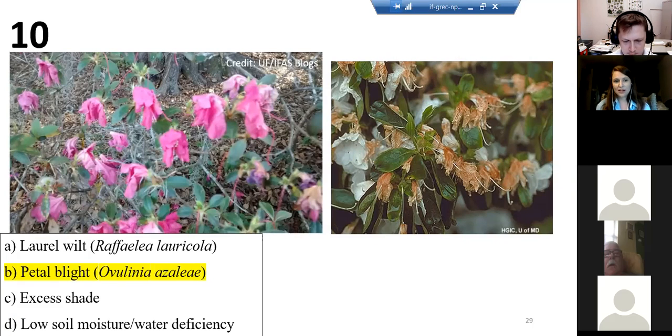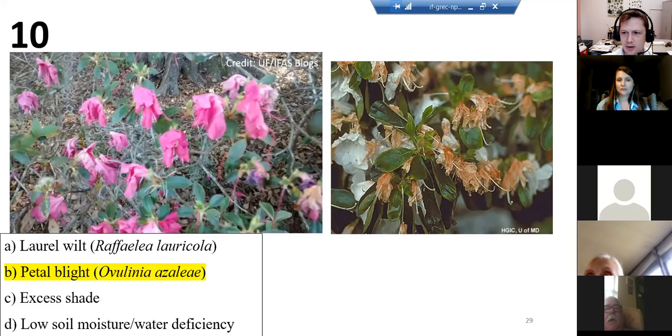So do you want to add something to that picture, John? Yeah, I would also say just pay attention to the foliage, because if you look at the foliage, they're not having any symptoms. It's all concentrated on the blooms here.